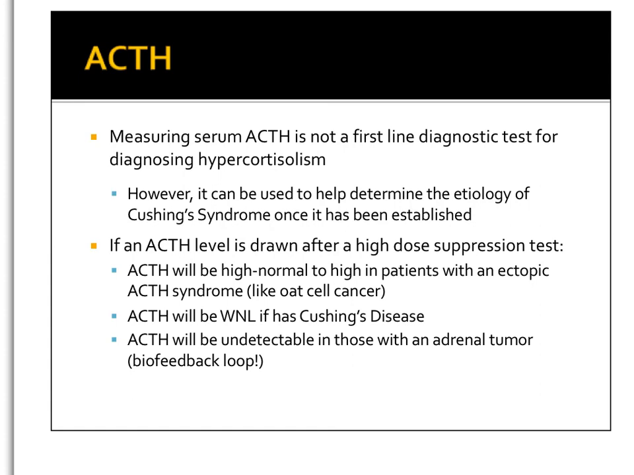So, if an ACTH level is drawn after a high-dose dexamethasone suppression test, the ACTH will be high normal to high in patients with an ectopic ACTH syndrome like an oat cell lung cancer. It'll be normal, within normal limits, if they have Cushing's disease, and it will be undetectable in those with an adrenal tumor. All right, so hopefully that helps clear it up for you. I know we talked a little bit on the previous slide, but hopefully this clears it up for you.